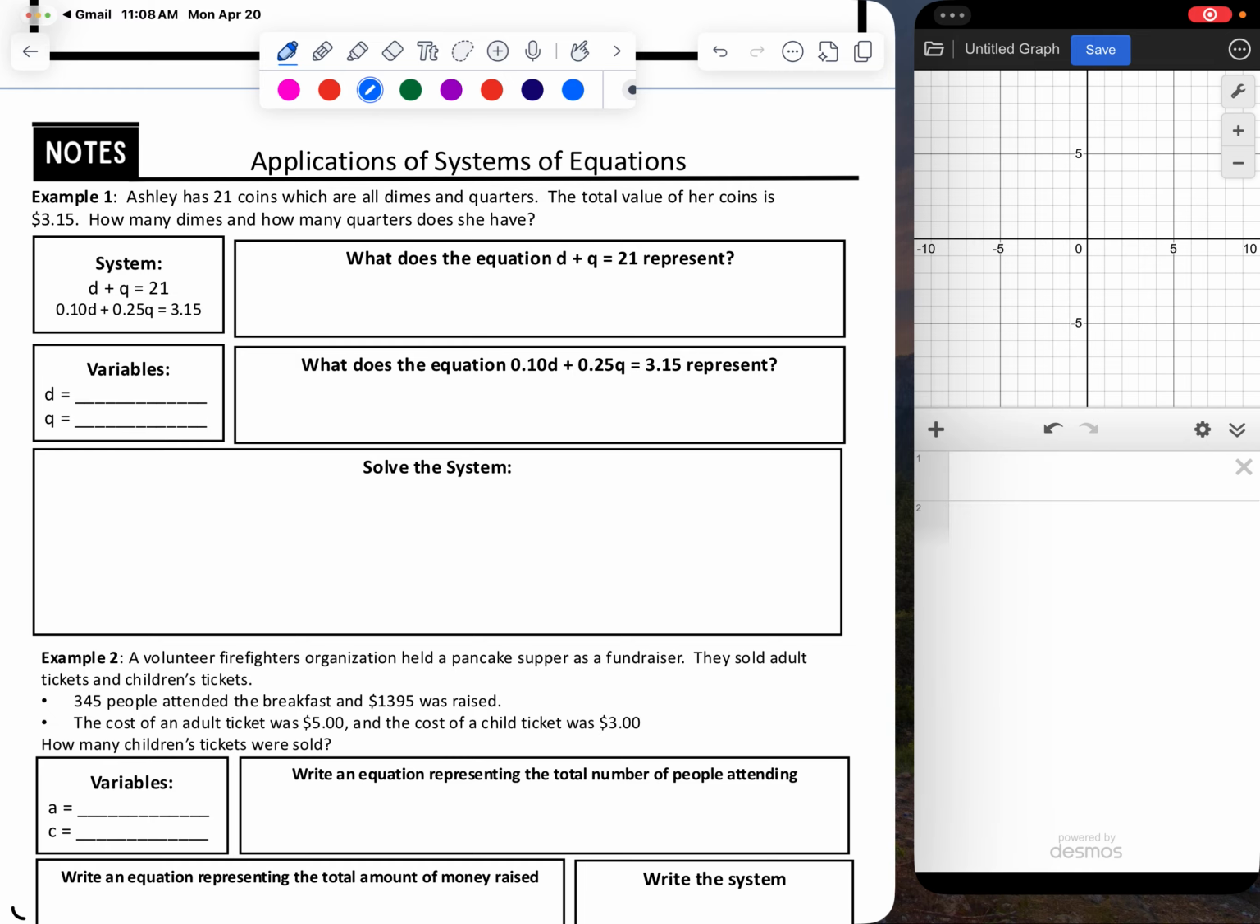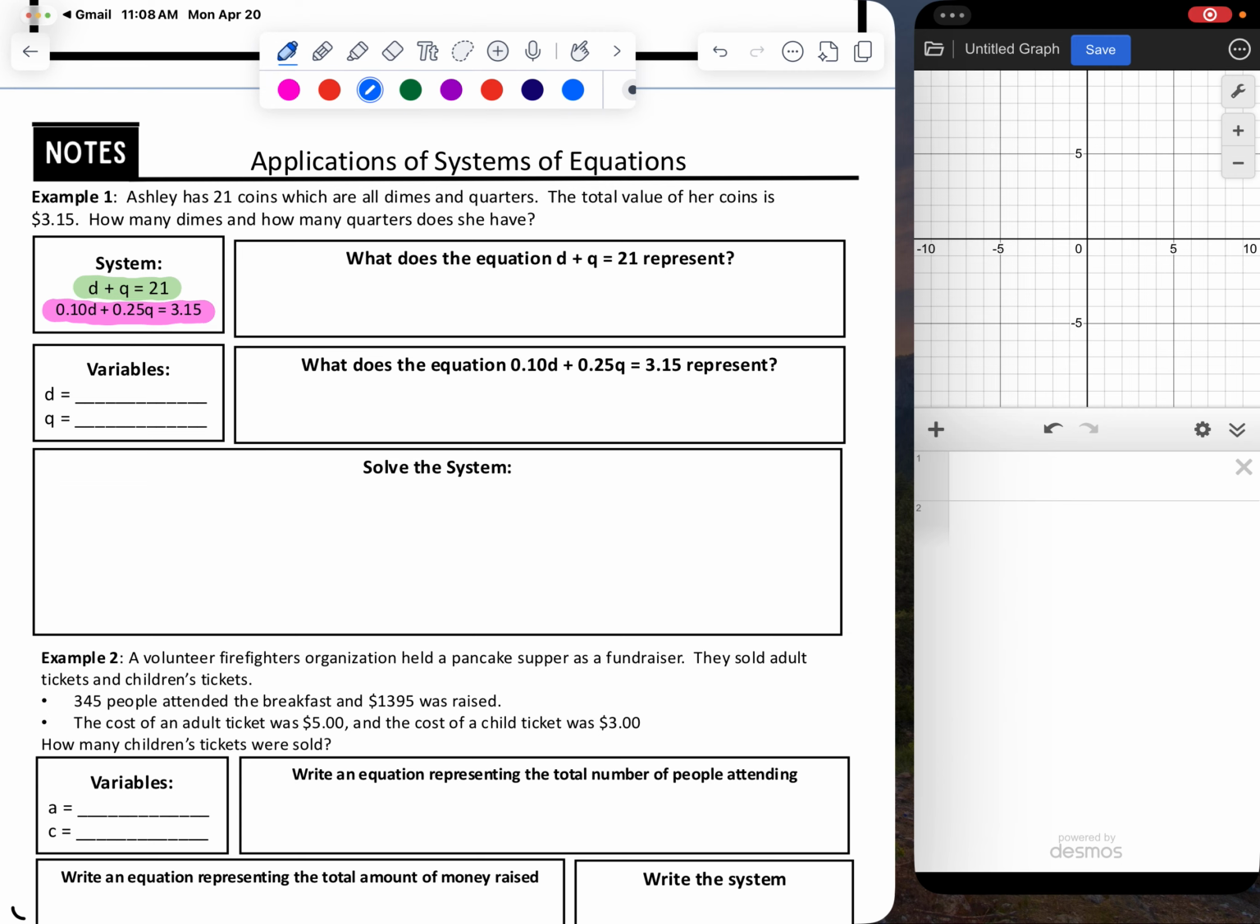Now, the first component of solving any system of equations is to translate the phrases and sentences of our question into a system of equations. And in this problem, the system is written for you. It tells us that the system is D plus Q equals 21 and 0.10D plus 0.25Q is equal to 3.15. So this is our system of equations. It's already been written for us.